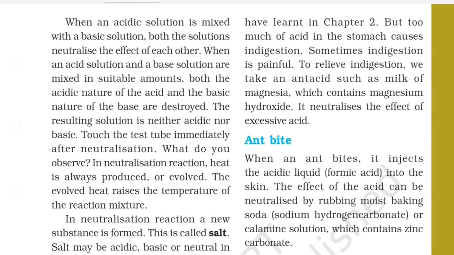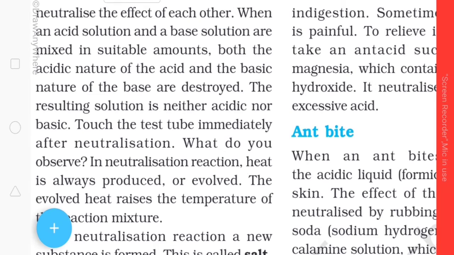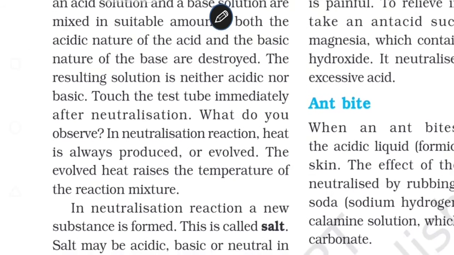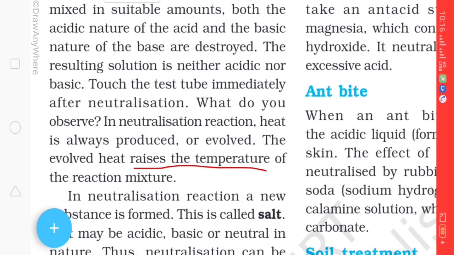When the reaction is taking place between acid and base, what happens? If we touch the test tube, we will find that there is production of heat. Always there will be production of heat, which we call heat is evolved. That means the reaction will release heat. When the heat is released, the temperature will rise. The evolution of heat raises the temperature of the reaction mixture.